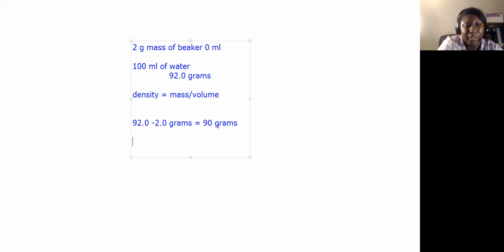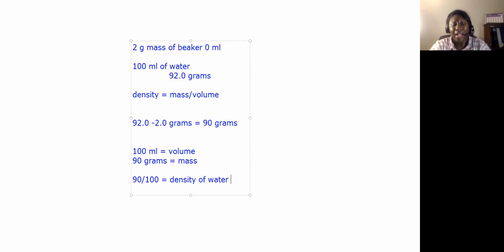grams. Okay, so now that means that we know how much water we have. That's the volume. We know how many grams is water because we subtracted it from just the empty beaker. So we know how much was contributed by the beaker and how much is contributed by the water itself, and that's its mass. So now we simply do the division, which is 90 divided by 100, and that will give us the density of water. And so that's how you solve that problem. Stick it into your calculator, voila, it's like magic.